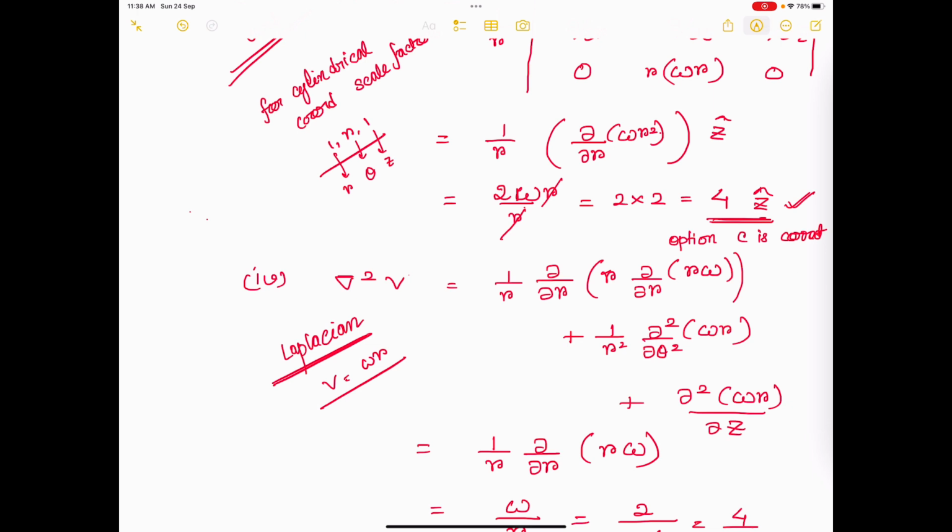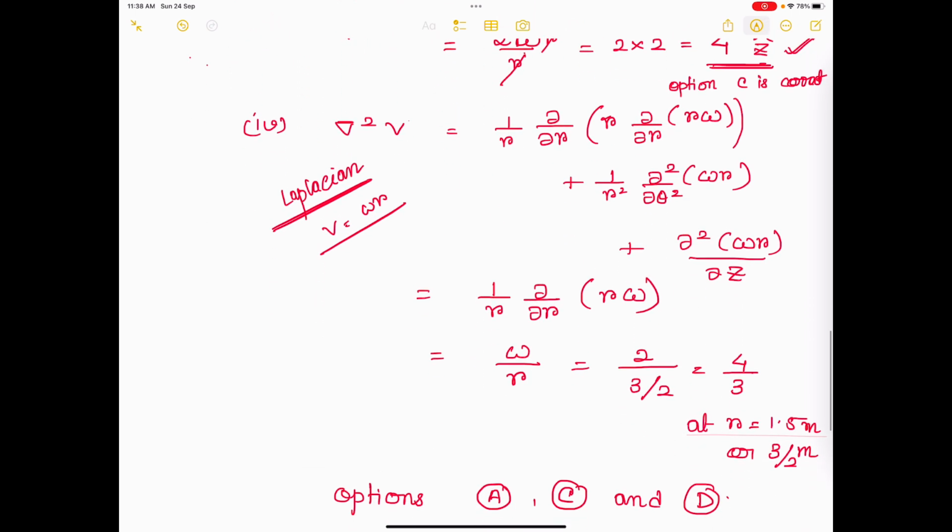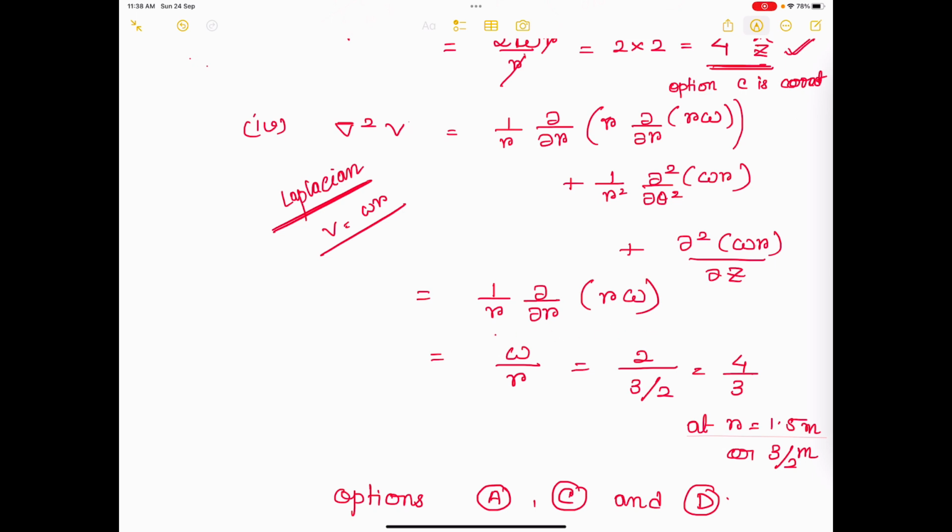Only the scalar part has to be put here. So this is the formula of the Laplacian. We can see that the del/del r term remains, all others will be 0 because del/del theta, if you differentiate it with omega r, it will be 0. Del/del z of omega r will also be 0. Only thing remaining is this particular thing, 1 by r del/del r. So if you first do this differentiation, it comes out to be omega, again comes out to be omega into r. So this is what I have written here, 1 by r del/del r, so it comes out to be omega by r.